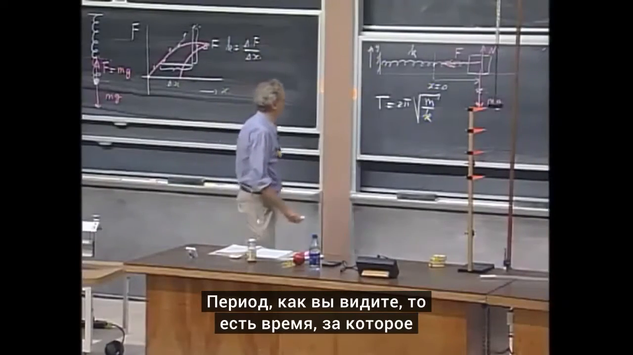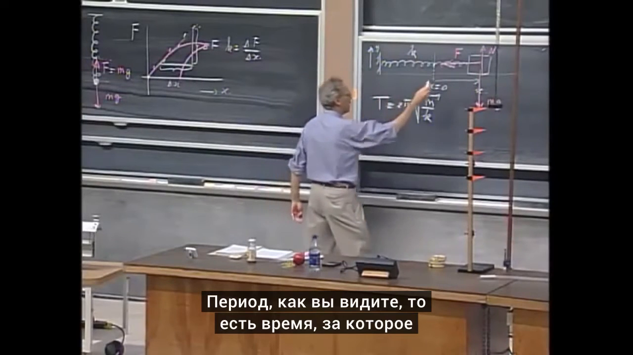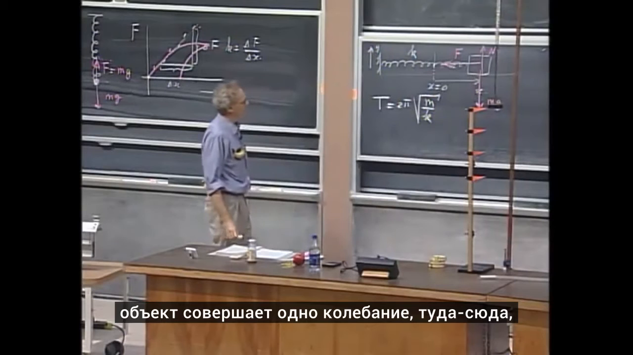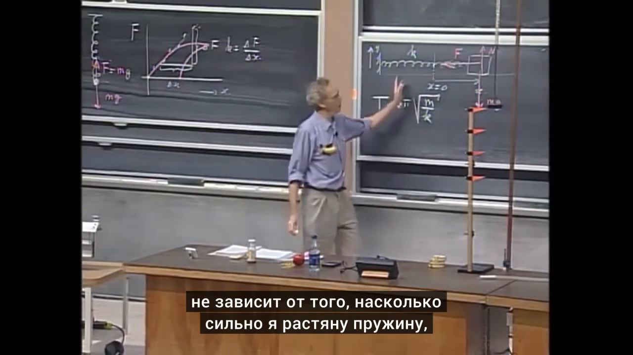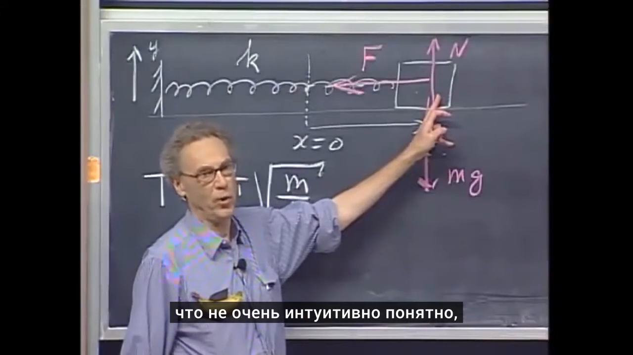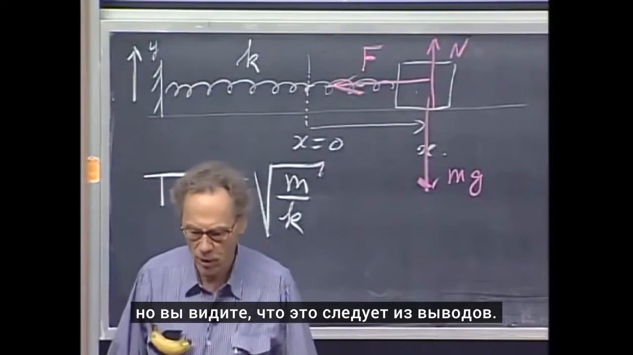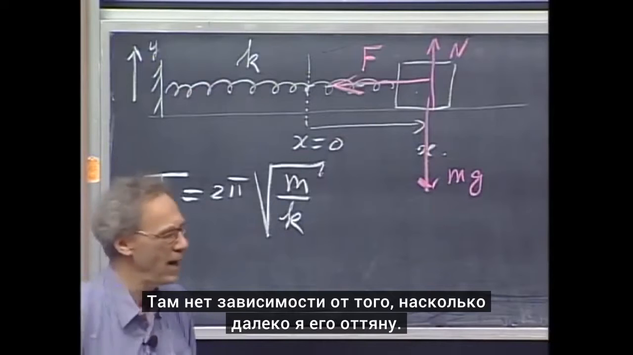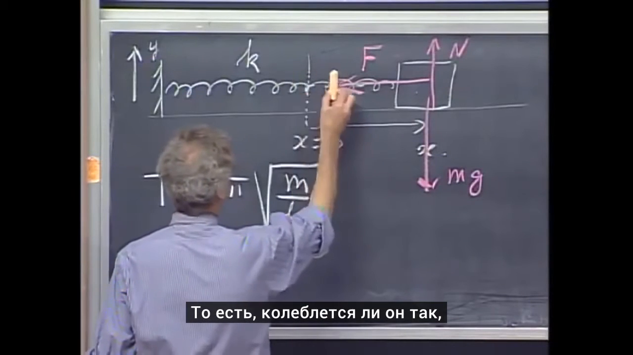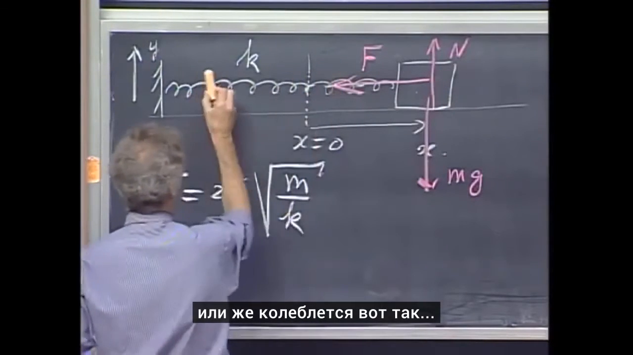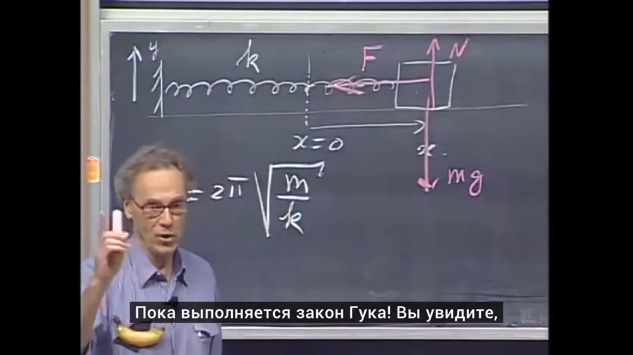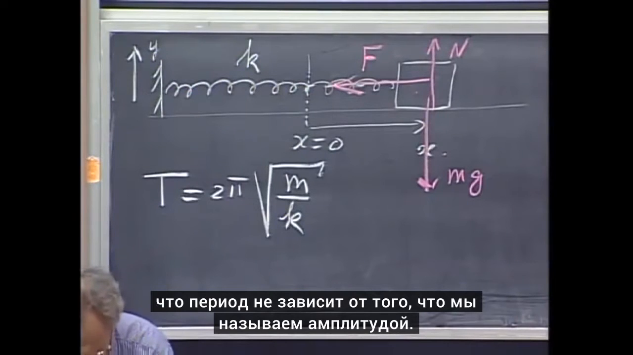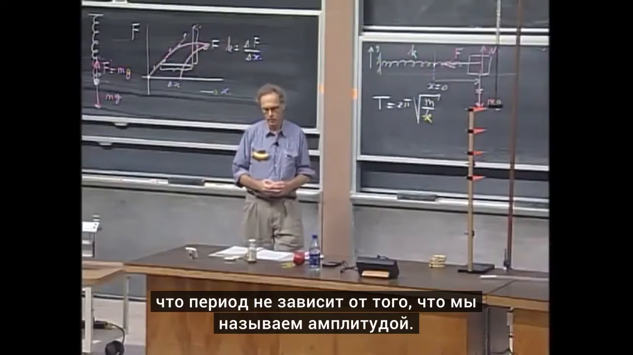So a spring always allows you to measure a mass, even in the absence of gravity. The period that you see, the time that it takes for this object to oscillate once back and forth, is completely independent of how far I move it out, which is very non-intuitive, but you will see that that comes out of the derivation. There is no dependence on how far I move it out. So whether I oscillate it like this, or whether I oscillate it like this, as long as Hooke's law holds, you will see that the period is independent of what we call the amplitude.